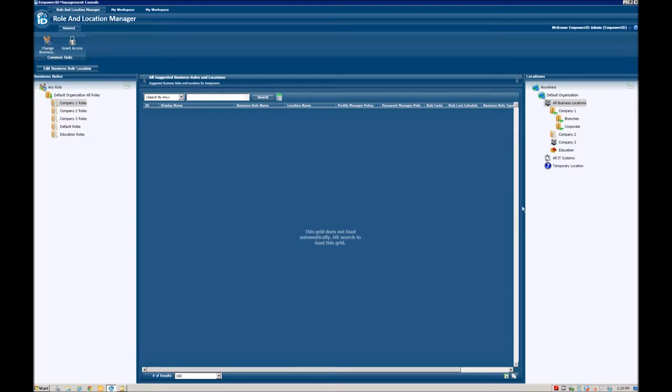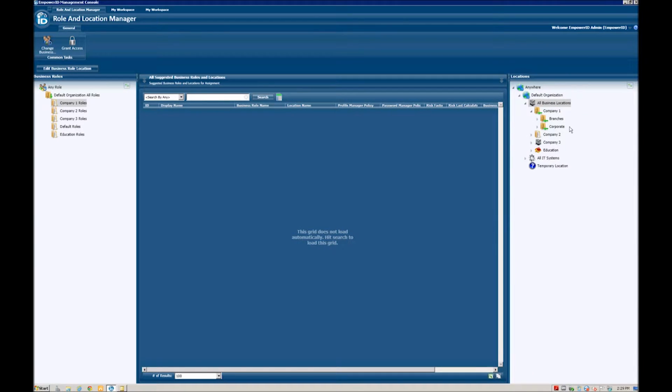And I have it up here because it's simply an easier way to see both the role and location together on the same screen. So what I have here is our root node, or a parent node, for our company 1 configuration on the location tree. And I've created a company 1 roles on the role tree.